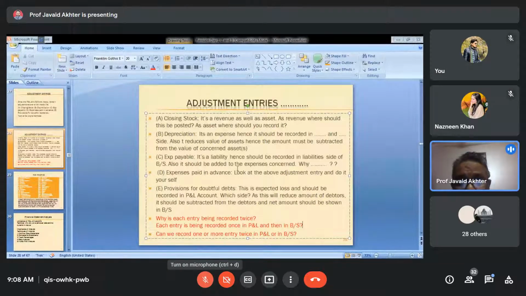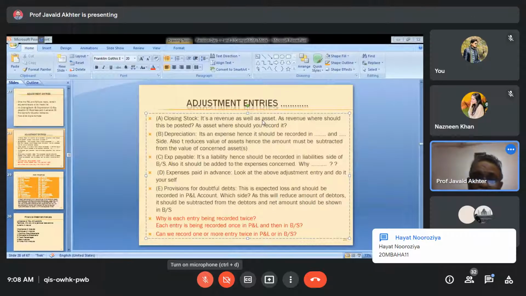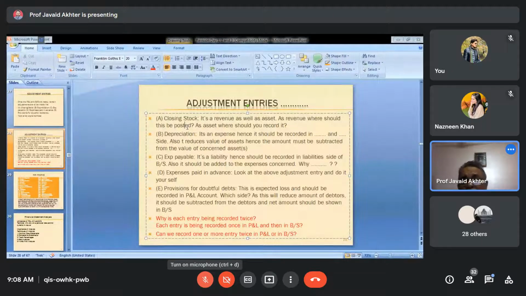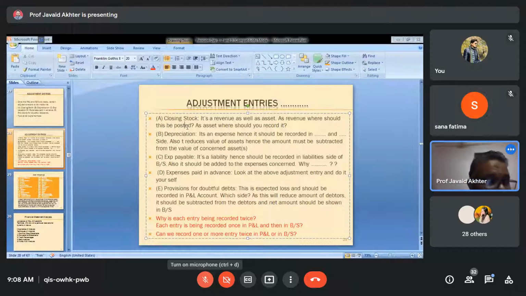So closing stock you have converted into value. So what is it for you? This is a revenue as well as an asset. So as a revenue, where should it be posted? Profit and loss account. Which side? Debit or credit? Debit side.